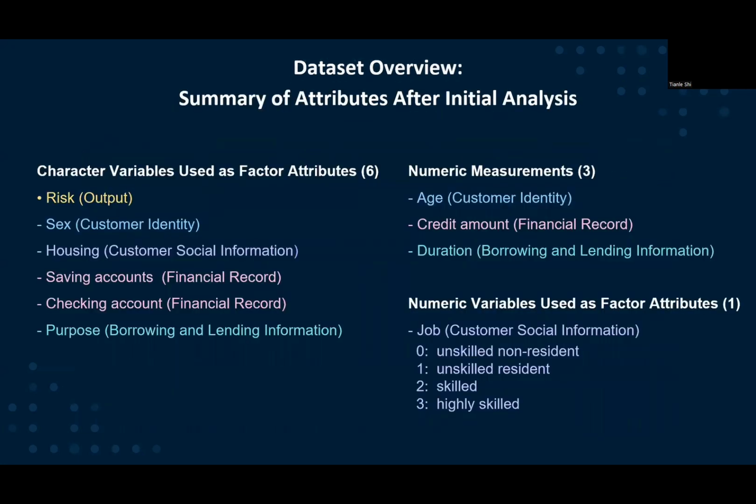This page shows a summary of attributes after the initial analysis. We separated the variables into three types: character variables used as factor attributes, numerical measurements, and numerical variables used as factor attributes. Meanwhile, the variables are also classified based on their own definition and interpretation.